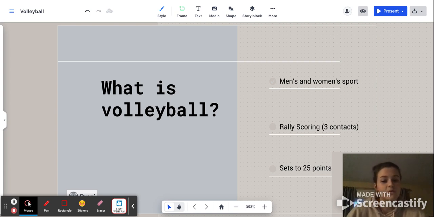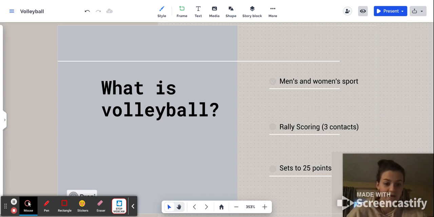And then volleyball is rally scoring, which means every time the ball hits the floor, you can score. This is different than what it used to be. It used to be side out scoring, meaning if you were serving, you could get a point. If the other team was serving and you got a kill or they made an error, you didn't get a point. You just got the serve. And then while you had the serve, you could score. So this is very different than it used to be.